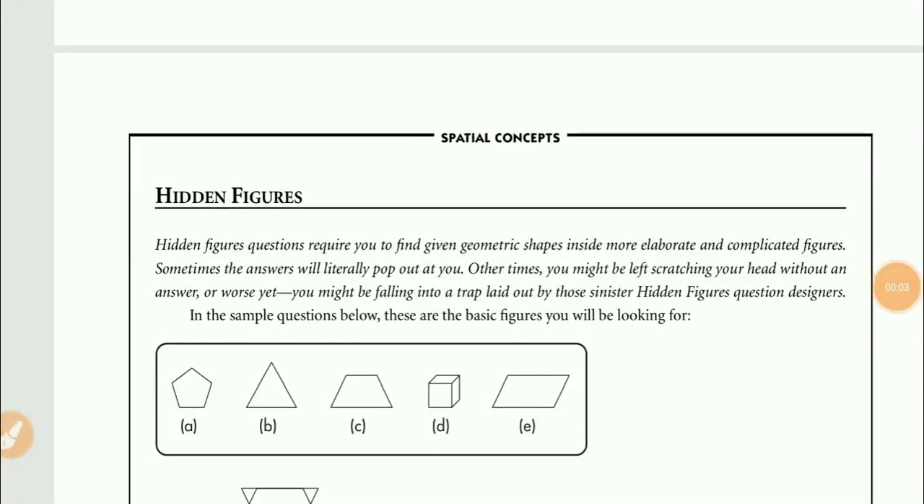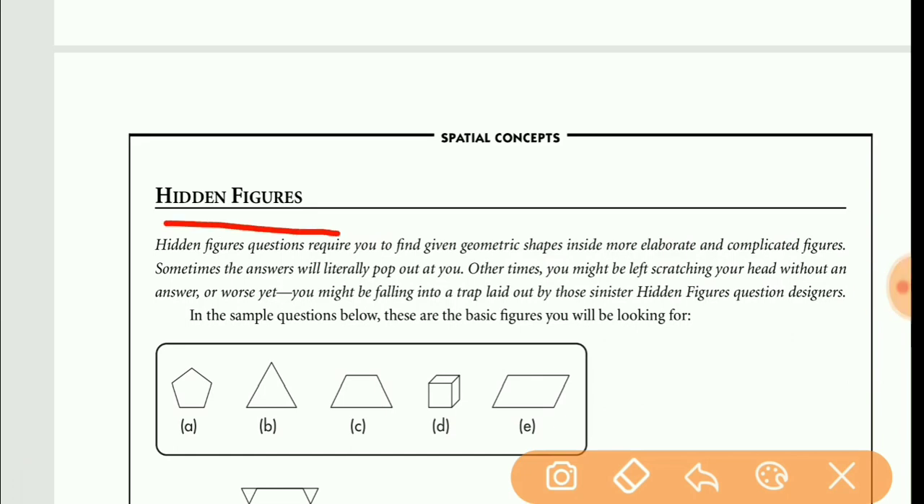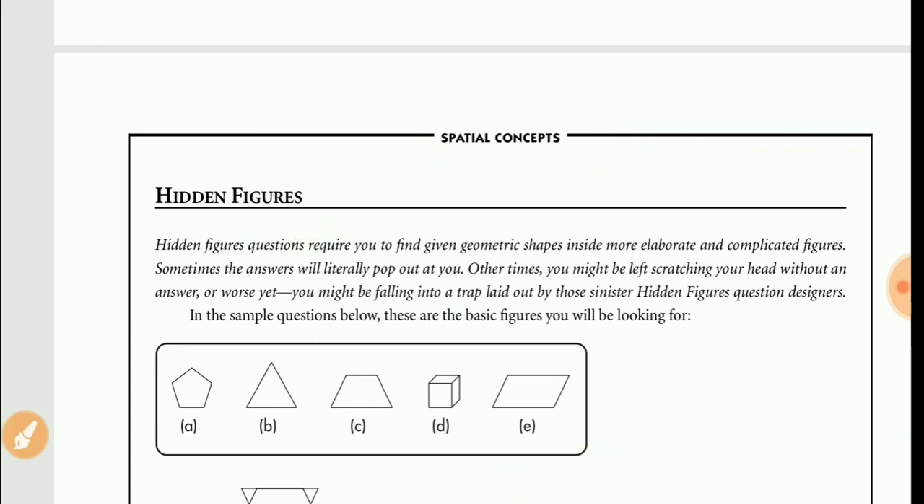Today in this video I am going to explain hidden figure problems, or we can say embedded figure problems, which come under spatial concept or non-verbal reasoning. Let us check an example.